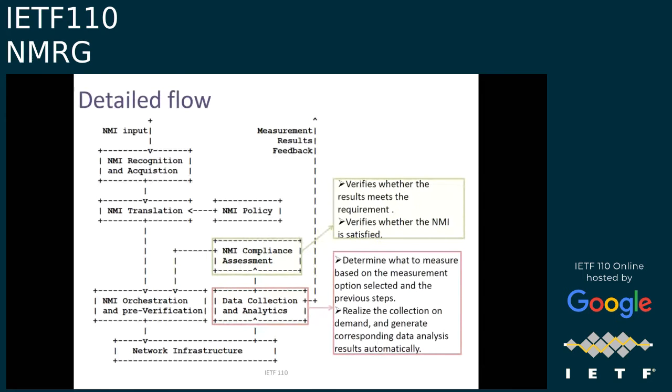In NMI data collection and analysis, based on the selected measurement scheme and the content to be measured determined in the previous steps, it automatically realizes the collection on demand and generates corresponding data analysis results. At the end, NMI compliance assessment verifies whether the results meet the requirements and whether the NMI is satisfied. If either of the two conditions is not satisfied, the NMI should be modified and re-enter the NMI orchestration and pre-verification. If it meets the requirements, it will output the measurement results. Next slide, please.